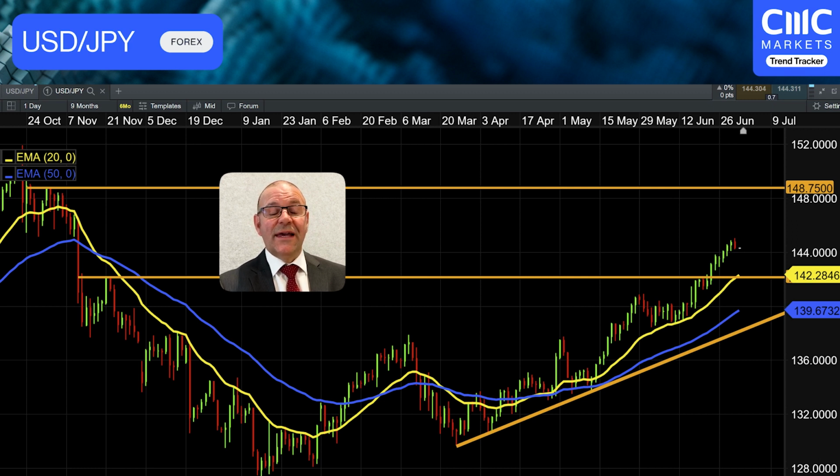Will they or won't they intervene in the Japanese yen? If they do intervene, what will be the likely impact? Will the impact be long-lasting to support the yen? Will it be enough to change this very strong uptrend that's been in play?